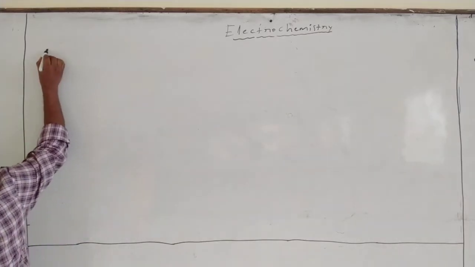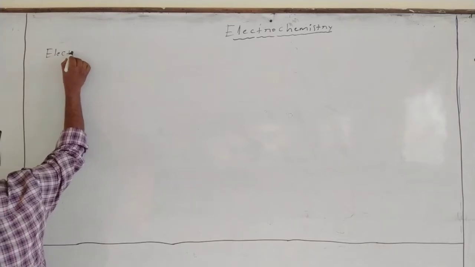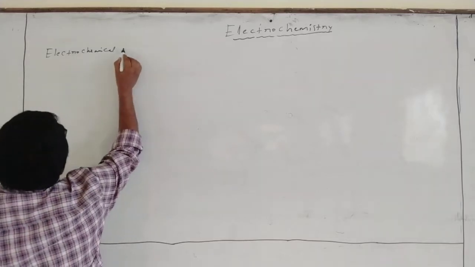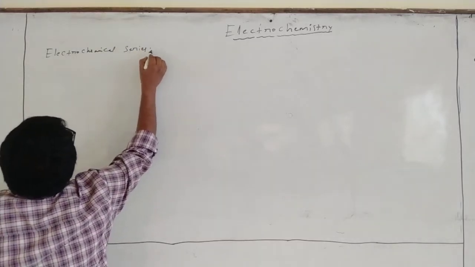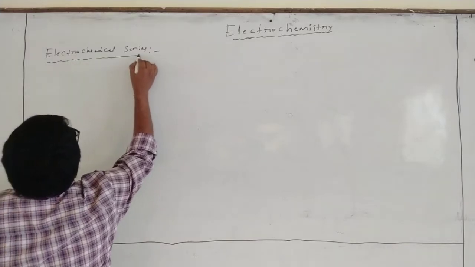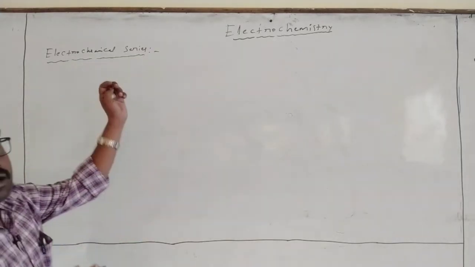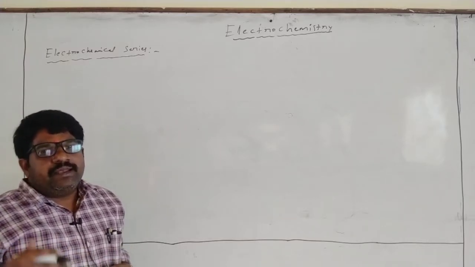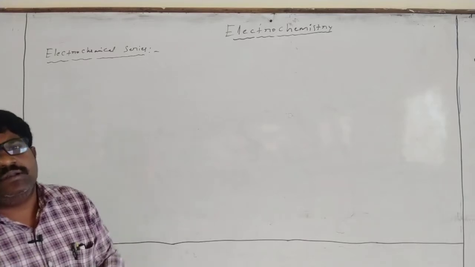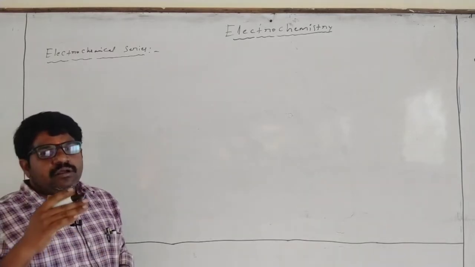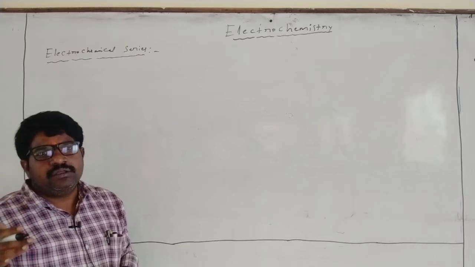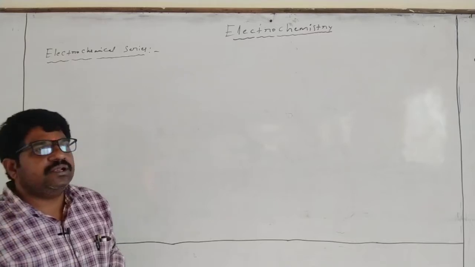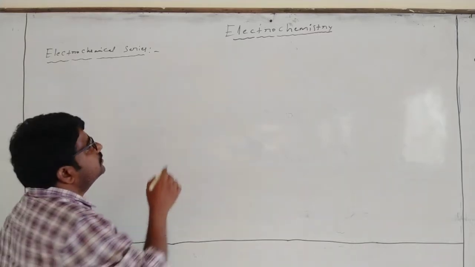So the next one is the electrochemical series. Electrochemical series means arranging standard half cells in order of decreasing standard electrode potential. The arrangement of standard half cells in order of decreasing standard electrode potential is called the electrochemical series.